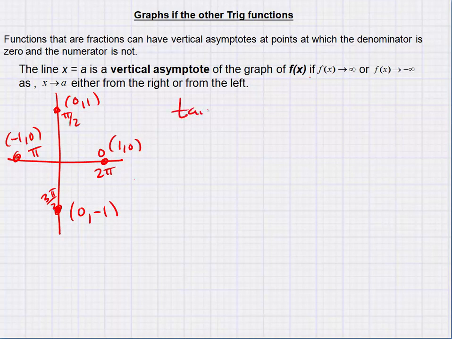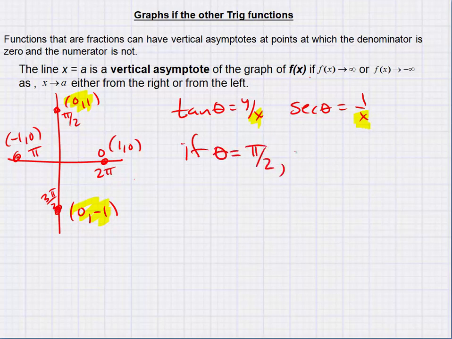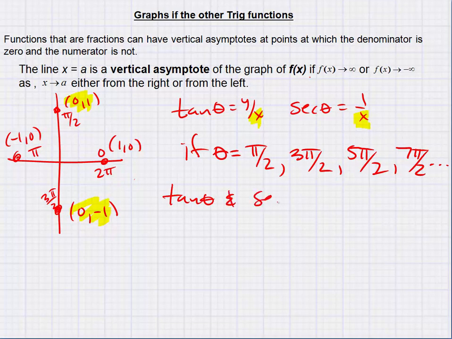So let's look at tangent. Tangent of theta is y over x. Secant of theta is 1 over x. Both of these have x in the denominator. If you look at these 2 points here, these 2 points have the x coordinate to be 0. So, if theta equals pi halves, or 3 pi halves, or anything coterminal to those, which would also be 5 pi halves, 7 pi halves, etc. These functions, tan and secant, are undefined.